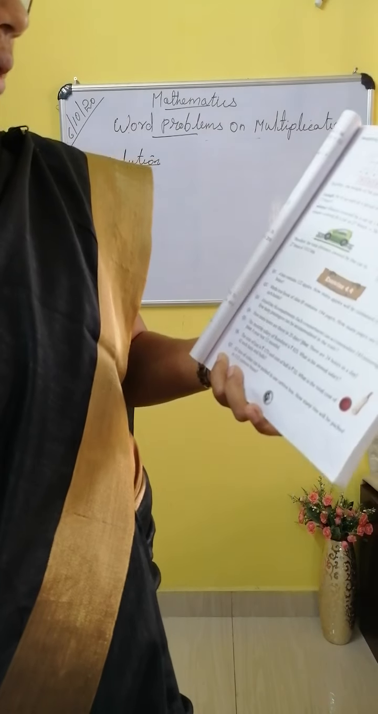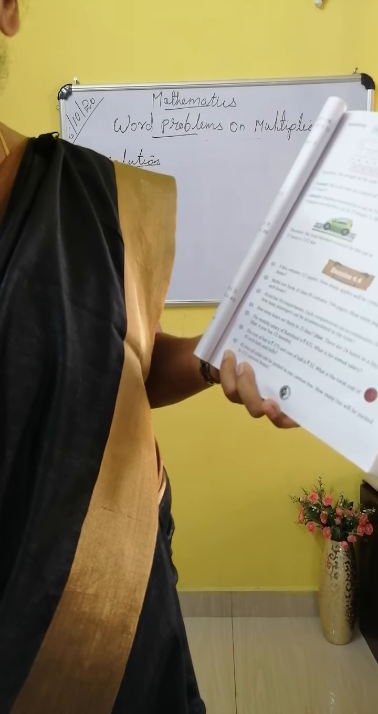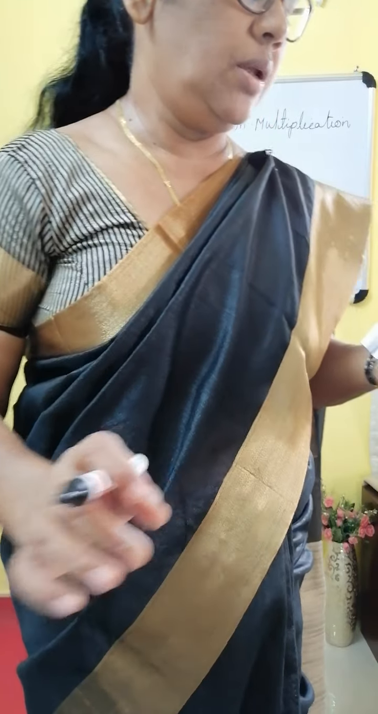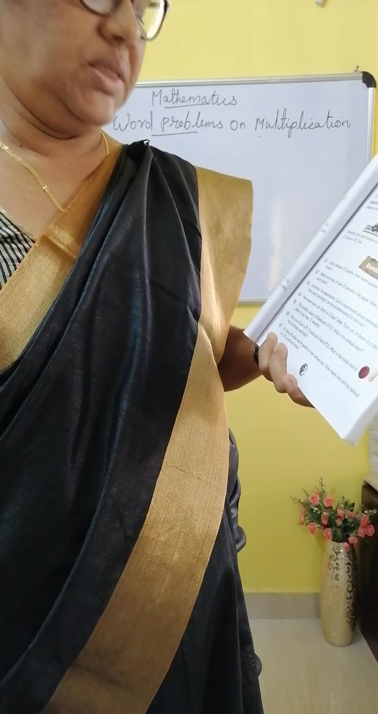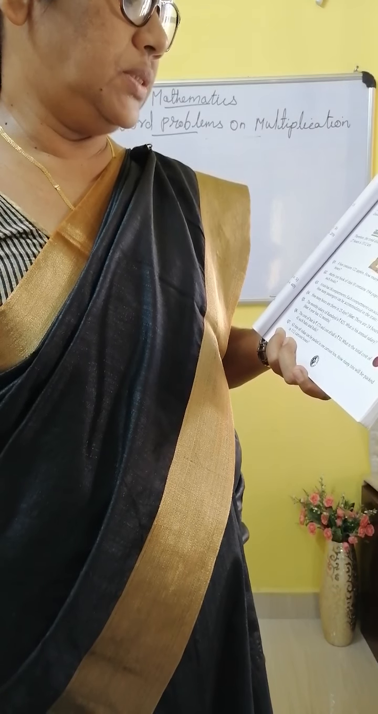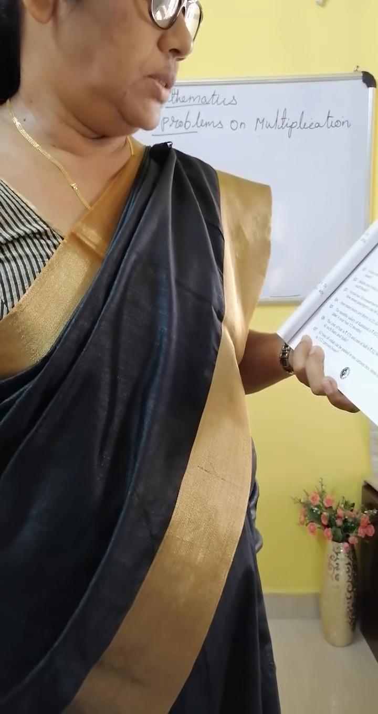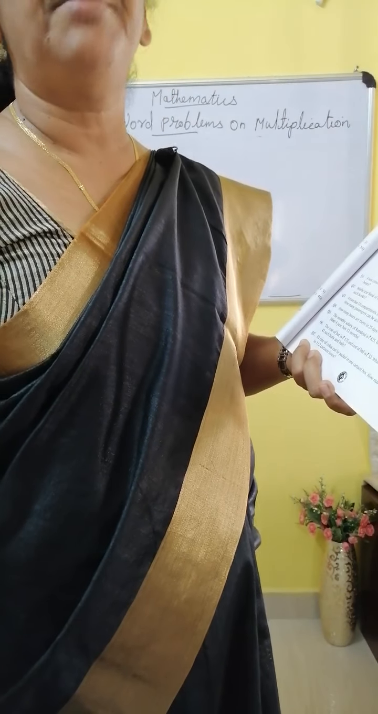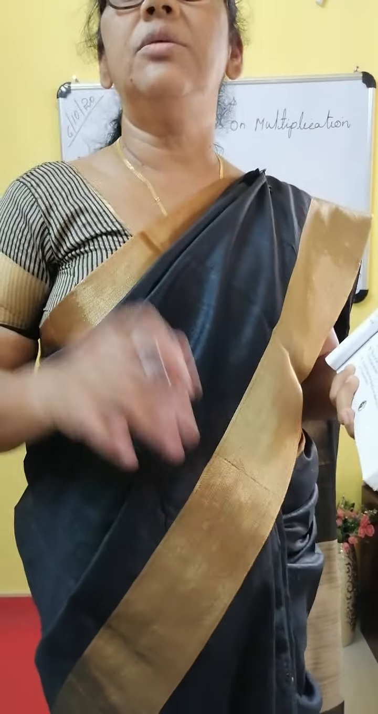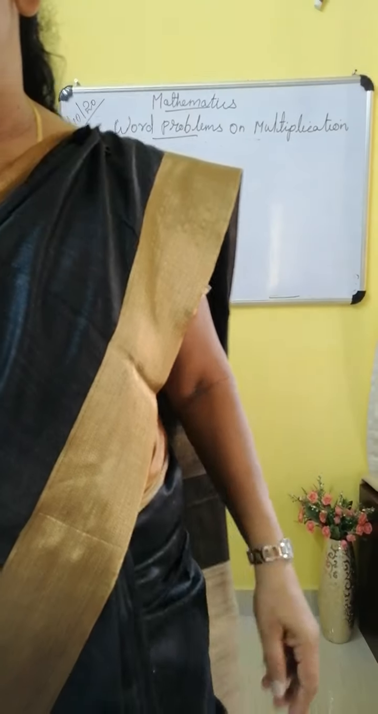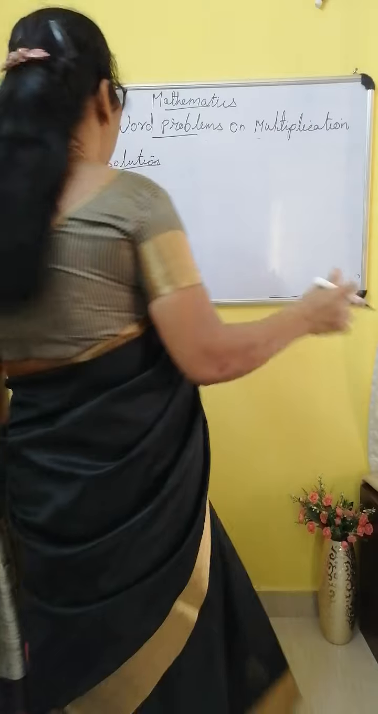The third question. A train has 18 compartments. Each compartment can accommodate 245 passengers. How many passengers can be accommodated in the train? So, first sentence, a train has 18 compartments. From that sentence, make one statement, that is number of compartments in the train. Number of compartments.